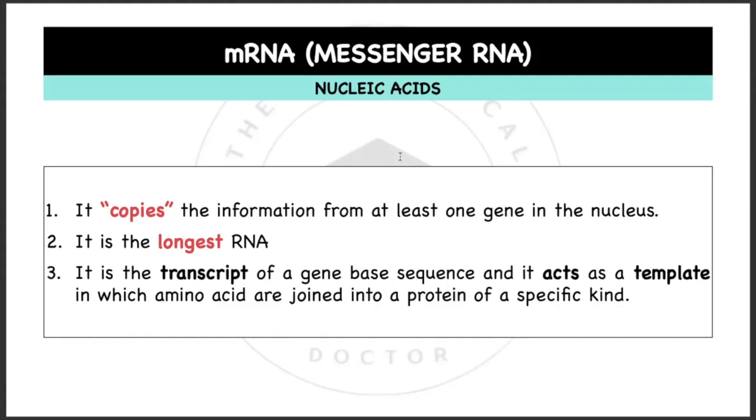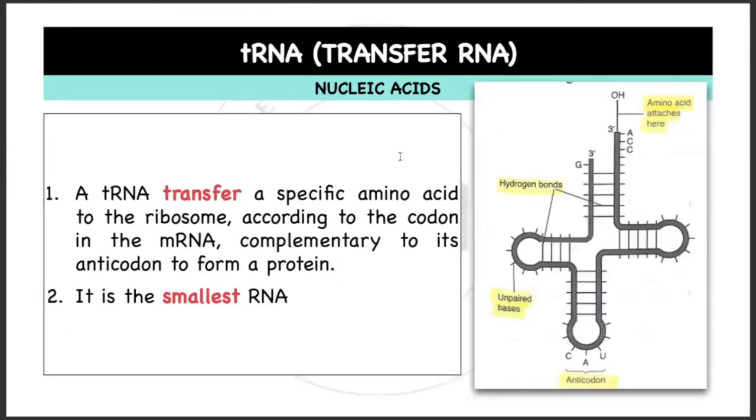It is the transcript of a gene-based sequence, and it acts as a template in which amino acids are joined into a protein of a specific kind. Basically, it's like a carbon paper. So it will go over there into the nucleus, it will read the DNA, it will copy a certain segment. So you now have the carbon copy of the message, the code of how to make it. You don't actually have the next one. It copies the recipe, in other words.